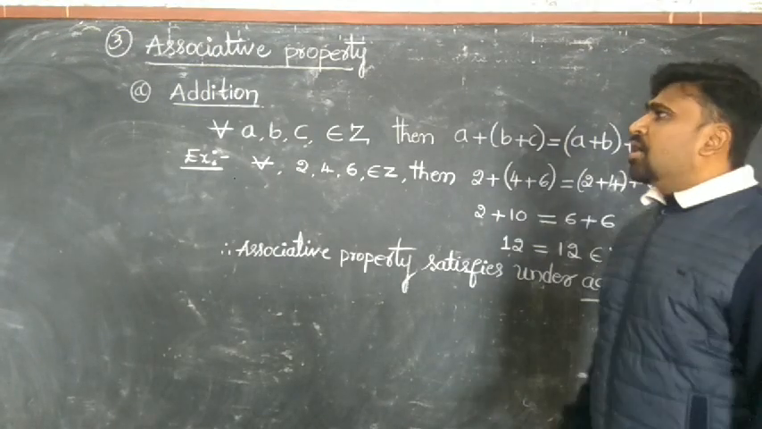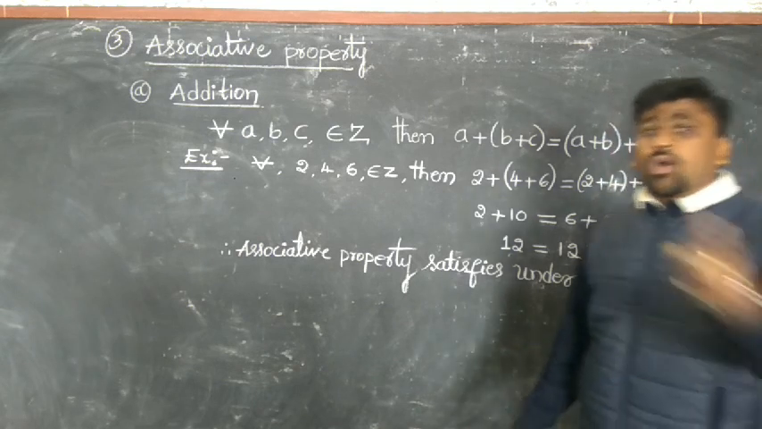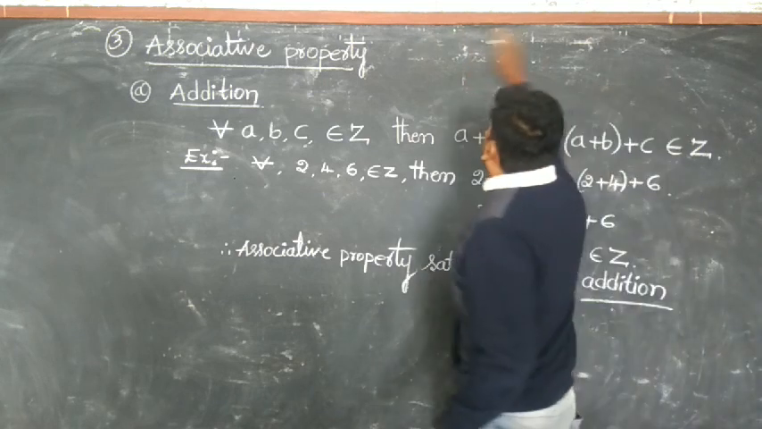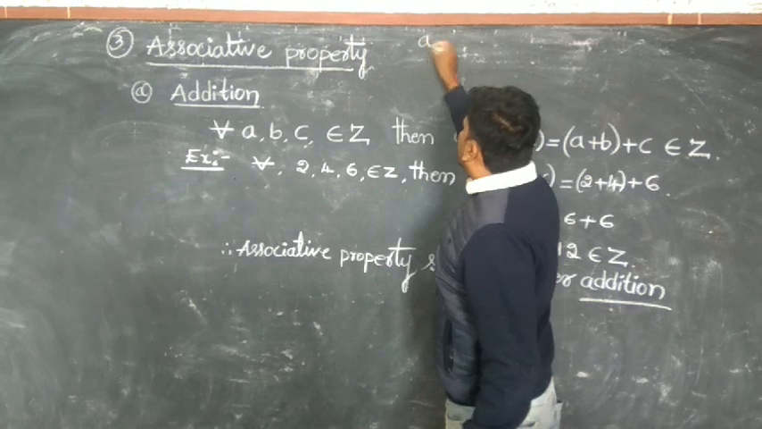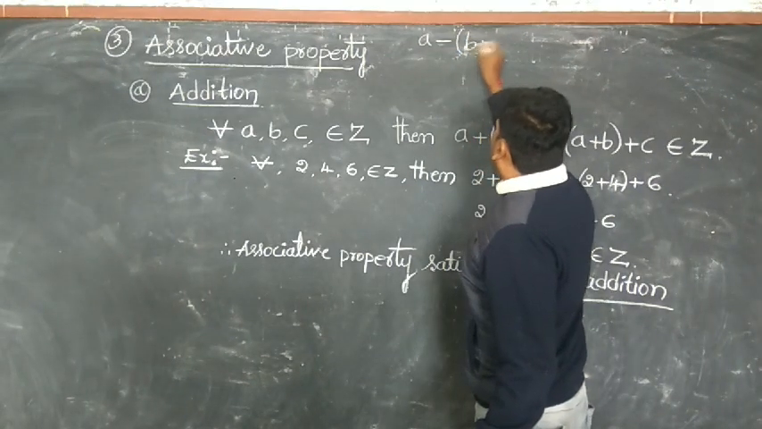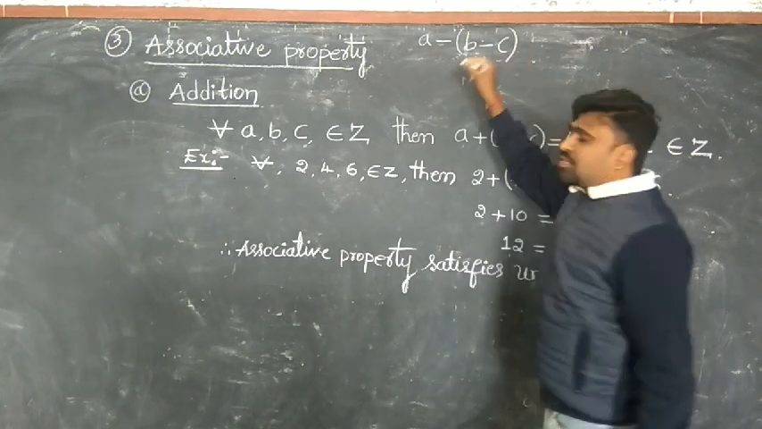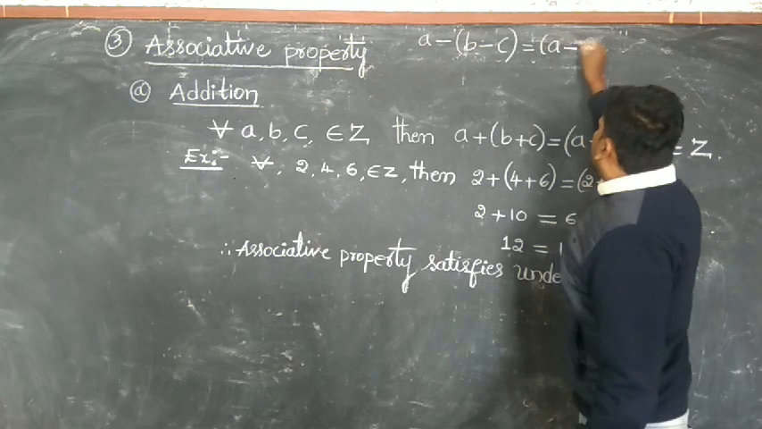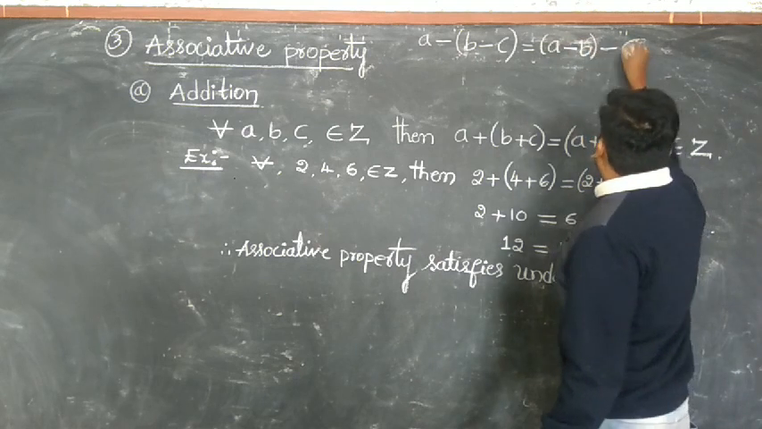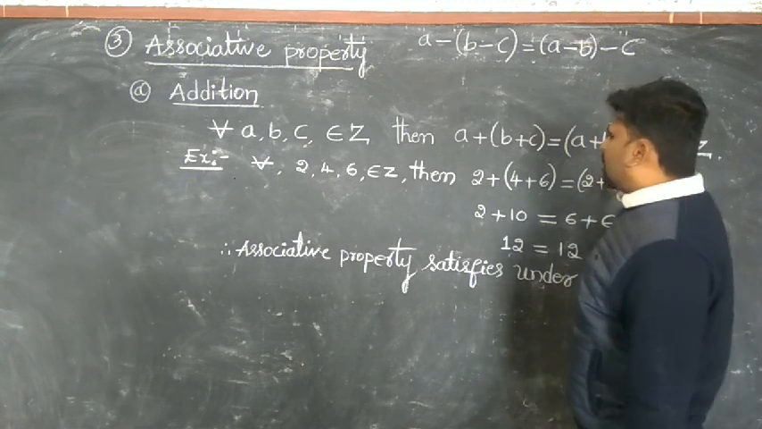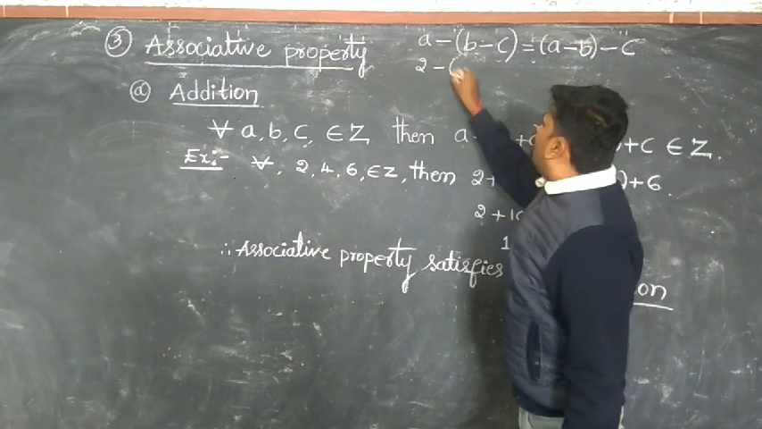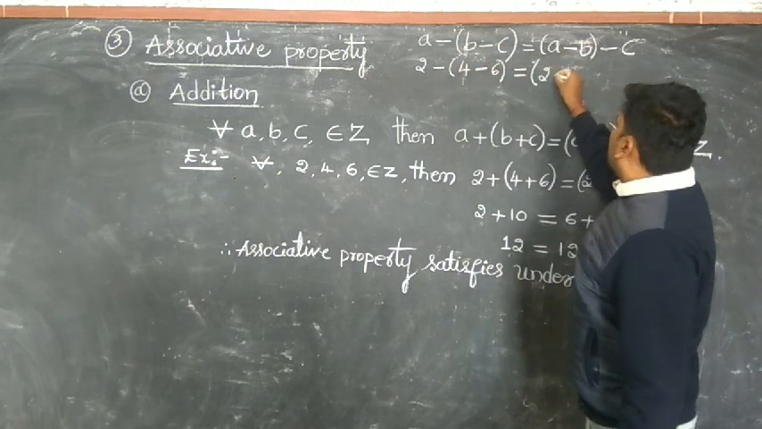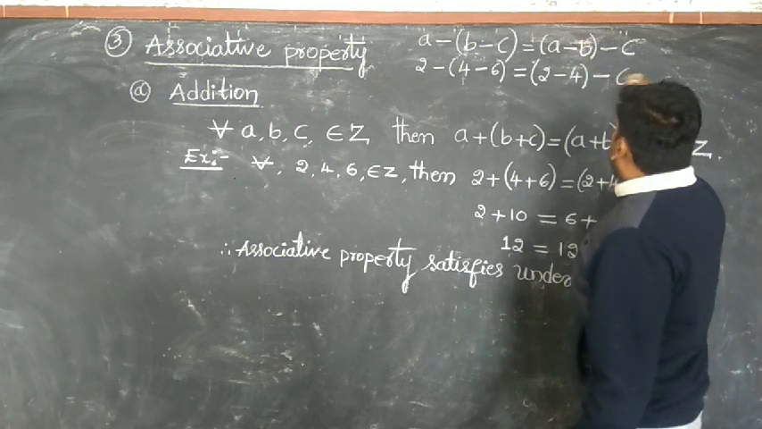We can check that regarding the associative property, it is not satisfied for subtraction. We can check here. Regarding the rule for associative property under subtraction, A minus of B minus C. In place of plus, we have to write minus. This is the rule for subtraction. Is equal to A minus B of minus C. We can take same numbers. 2 minus of 4 minus 6 is equal to 2 minus 4 minus 6. Clear?